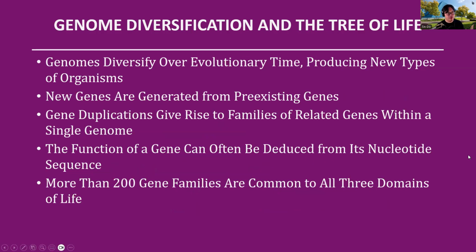Genomes diversify over evolutionary time. New genes are generated from pre-existing genes. Again, we need templates. Gene duplication gives rise to families of related genes within a single genome. So that just means a specific family within a DNA sequence. So you can have your ribosomal families, right? They might have multiple genes that create multiple different types of ribosome, but they still fall under the classes of ribosome or vesicles, etc.